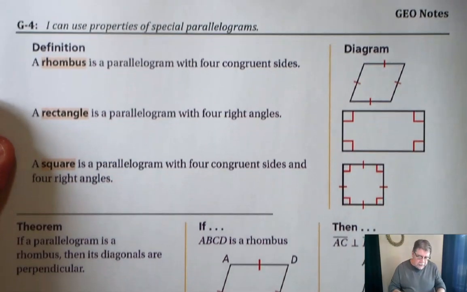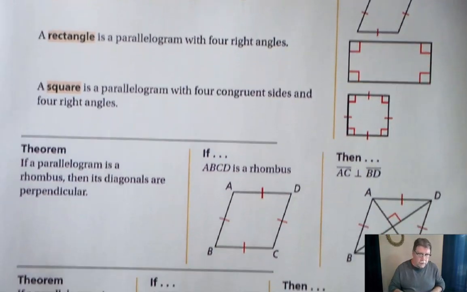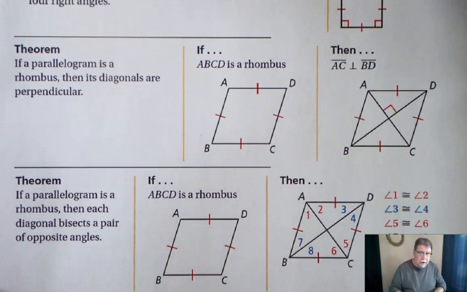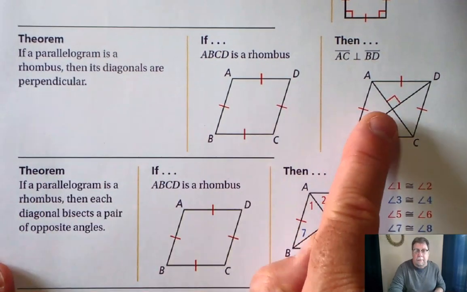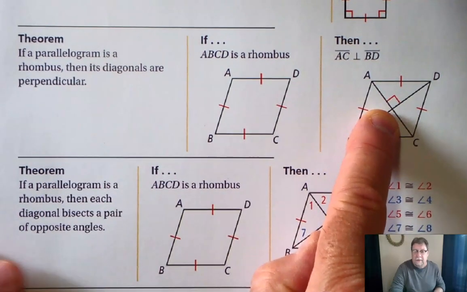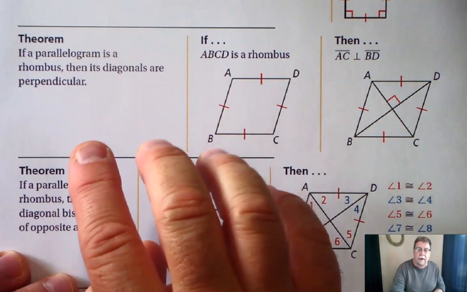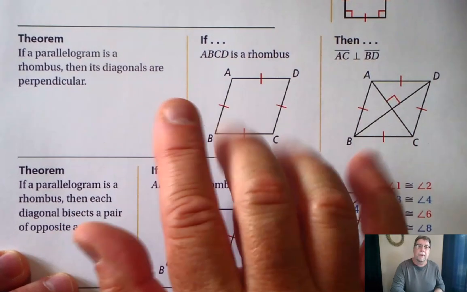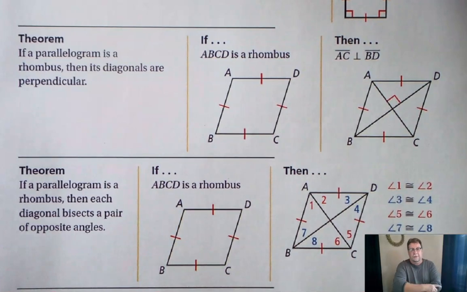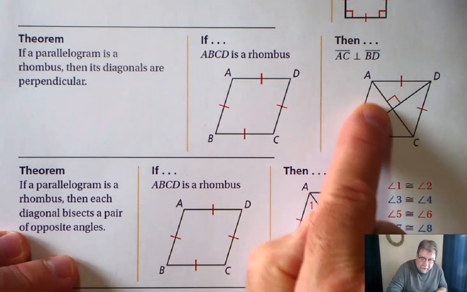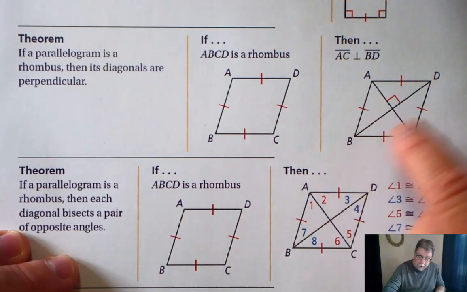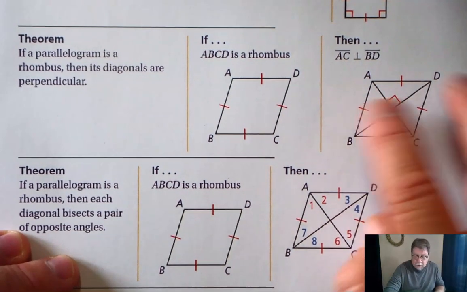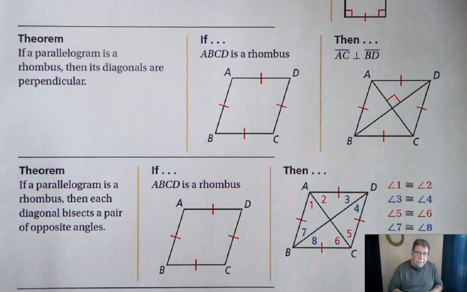So let's take a look at some of the properties of those. If a parallelogram is a rhombus, then its diagonals are going to be perpendicular to each other. Remember, all of the properties of parallelograms will hold true, but additionally, we will have diagonals that are perpendicular. They also will bisect each other, and of course, the side issue will be the same, but that's also going to be an additional property.